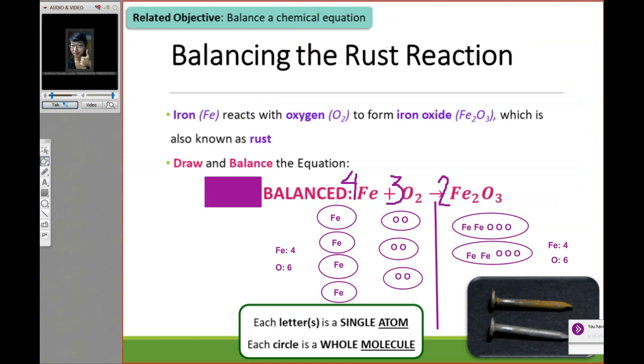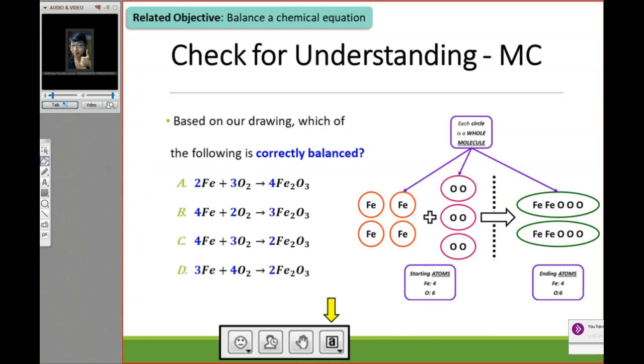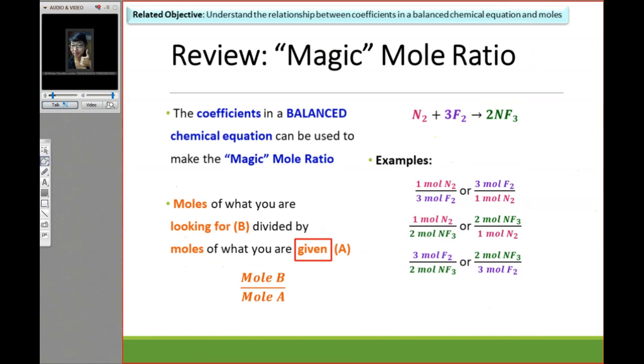Looking good, everybody. All right, let's go ahead and move on here. Based on that, we should have figured out that the correctly balanced one is 4 irons plus 3 oxygens gives us 2 iron oxides. Again, that's what we solved on the previous slide. Great job, everybody. Remember that we talked about the magic mole ratio. Yes, the magic mole ratio comes from this balanced chemical equation.